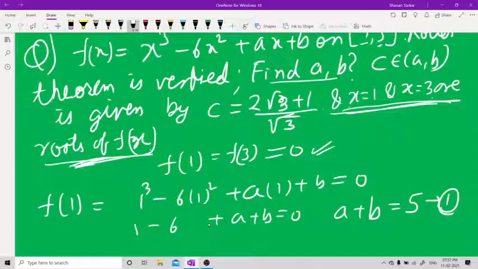Now the third. Now let us find the third one.